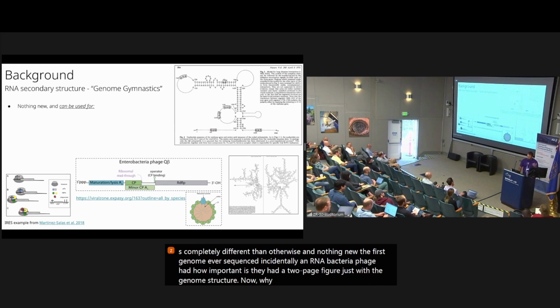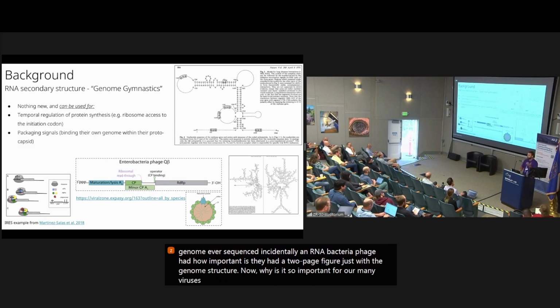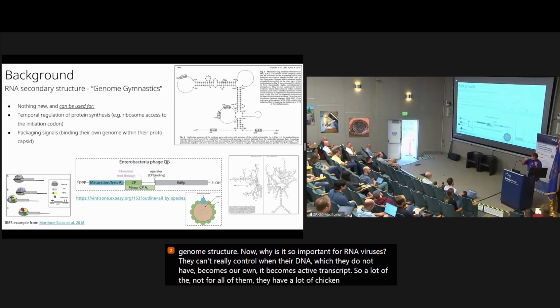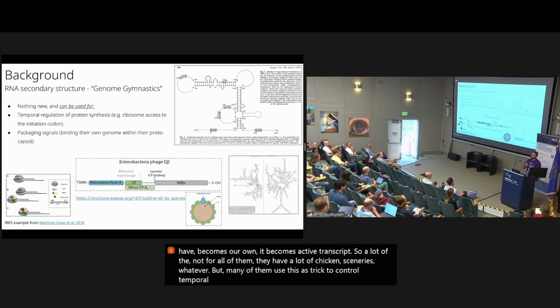Now, why is it so important for RNA viruses? They can't really control when the DNA, which they do not have, becomes RNA, becomes active transcript. So not for all of them, but a lot of them have tricky machineries, and many of them use these as a trick to control temporally when more or less of different proteins get expressed.